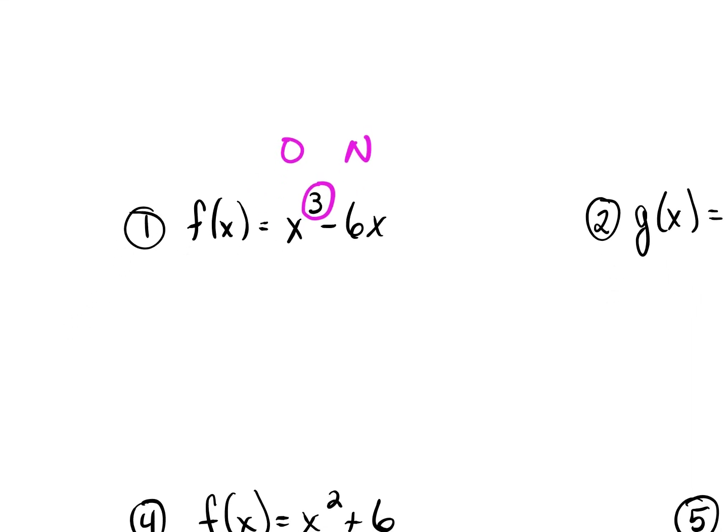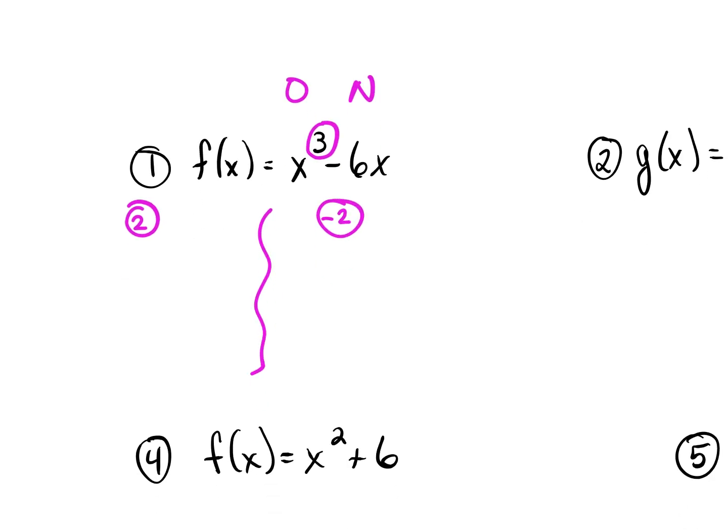Pick a number, any number. I'm going to do 2 and negative 2. If this function is odd, what should these answers be of each other? They should be opposite.